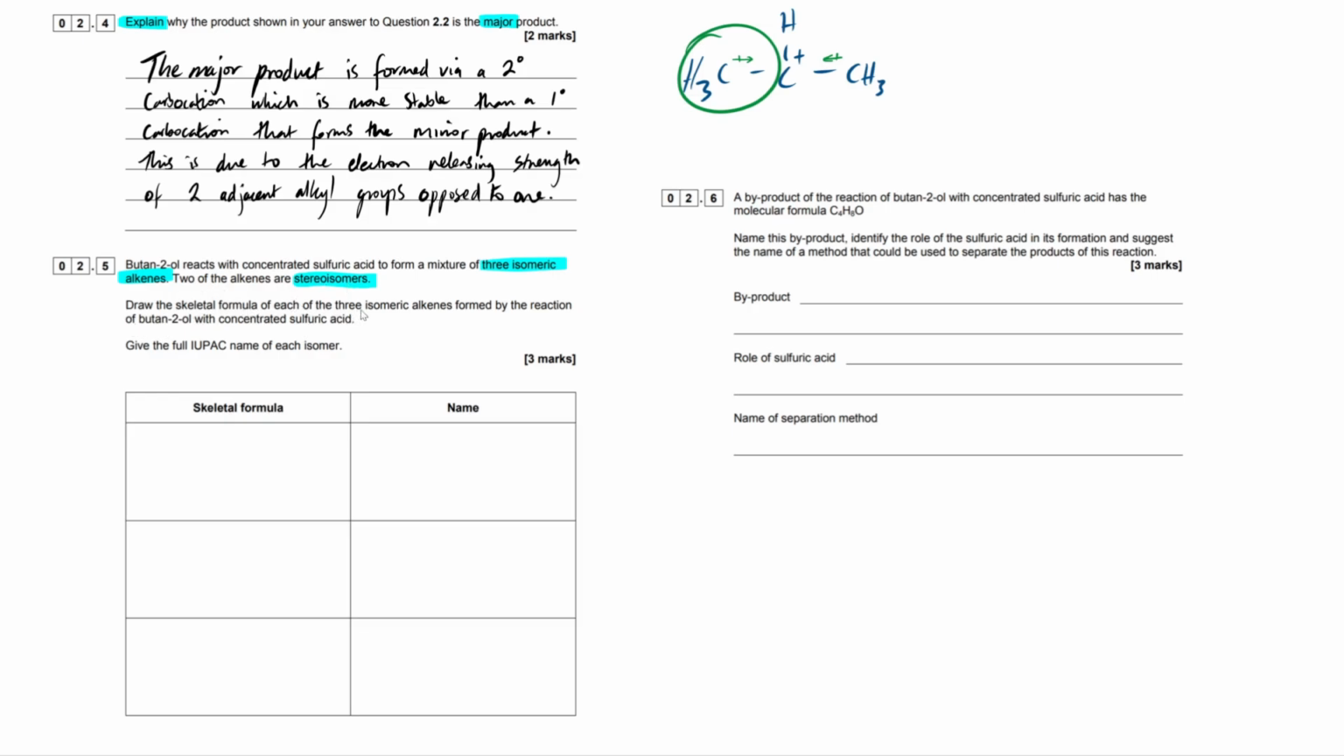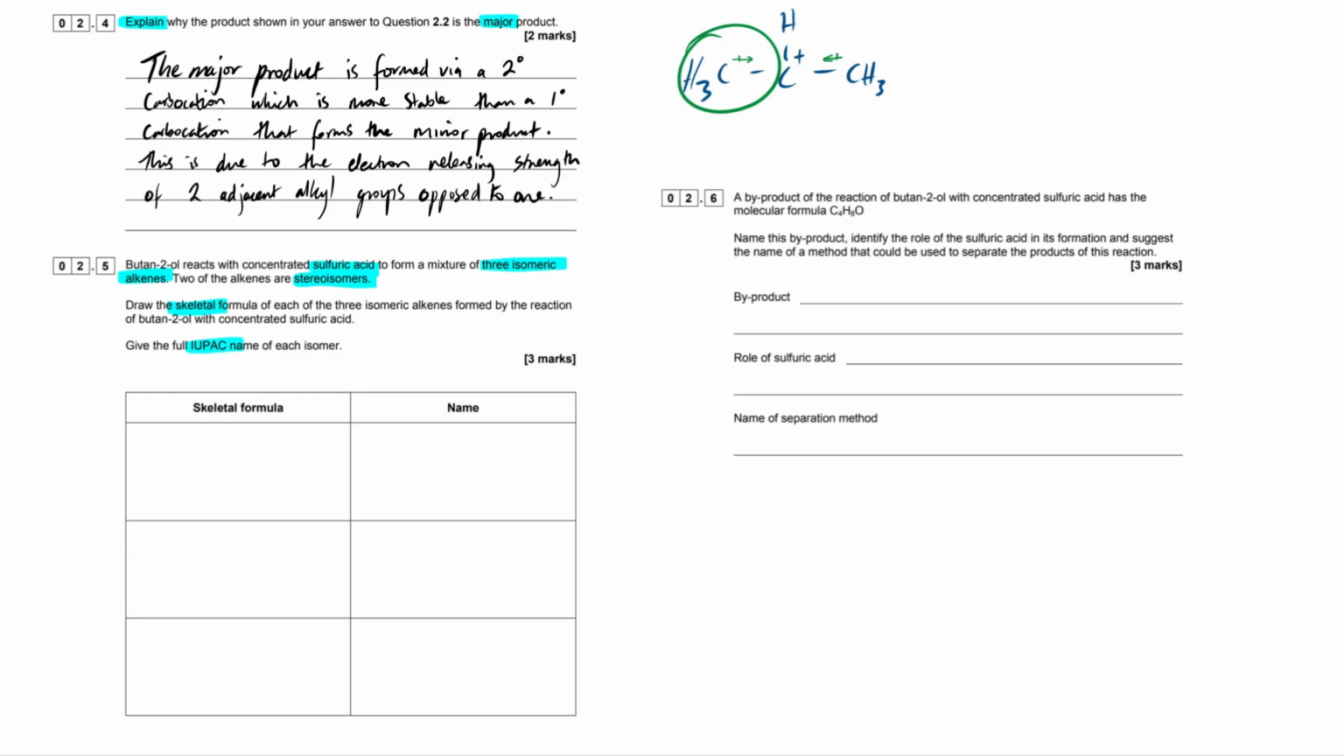Draw the skeletal formula of each of the 3 isomeric alkenes formed by the reaction of butan-2-ol with concentrated sulfuric acid. Skeletal formula, hopefully this isn't too bad for you guys, and you have to give the full IUPAC name of each isomer. AQA absolutely loves this type of question. It's come up in the old spec and the current spec a few times now.